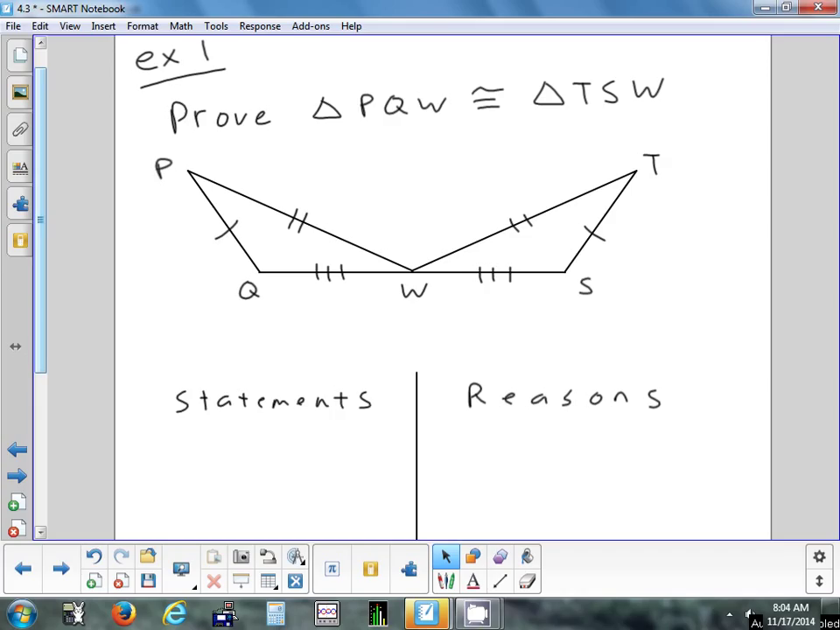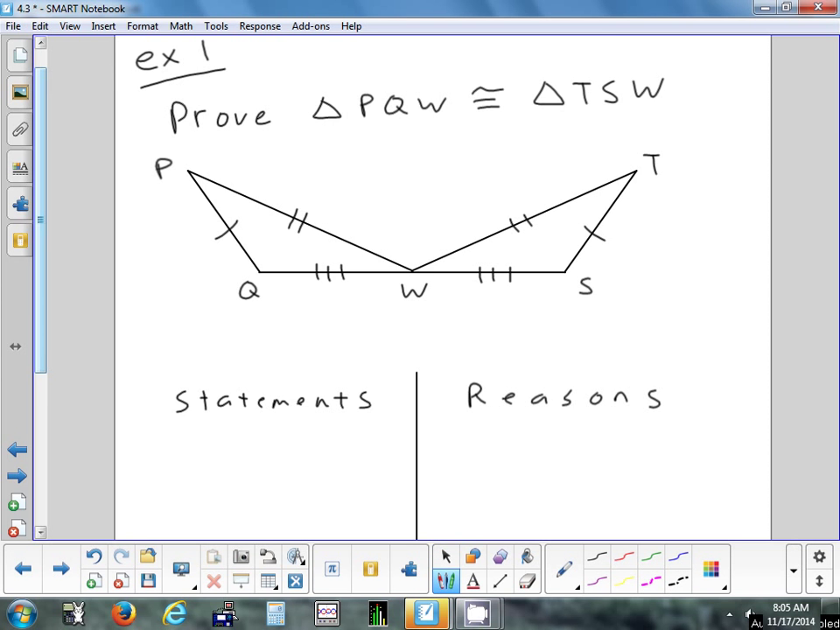So P, that's where your sides with 1 and 2 tick marks come together. So then go with the angle where 1 and 2 come together, T. Next we went to Q. That's where sides with 1 tick mark and 3 tick marks come together. So then go to the other one, look where 1 and 3 come together. That's S. And W, that's where the side with 2 and 3 comes together. And that point is shared by each triangle, so it's the same in each.